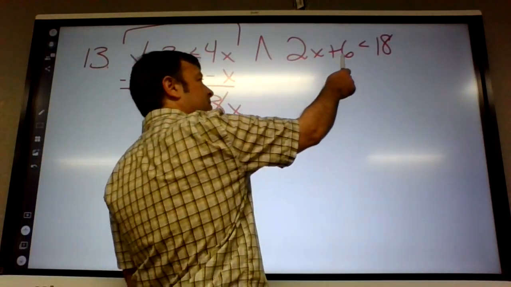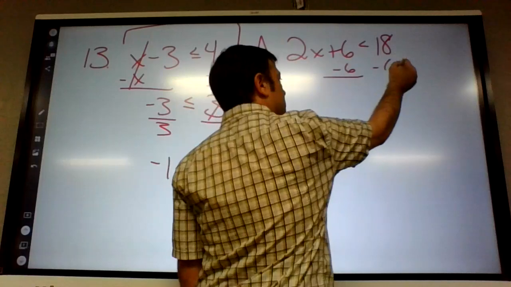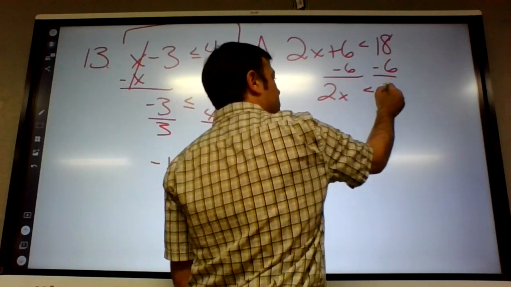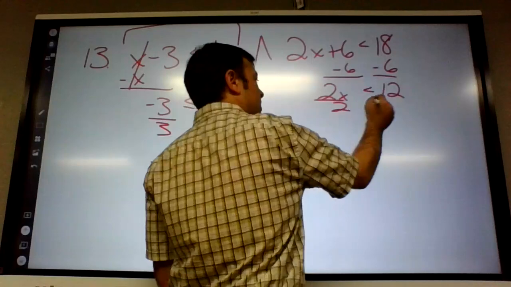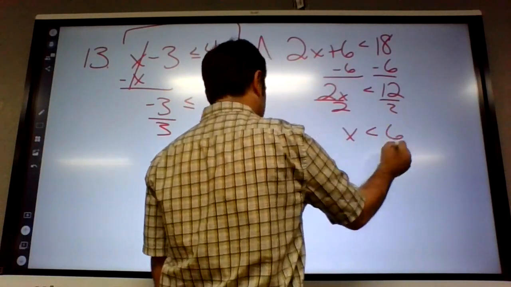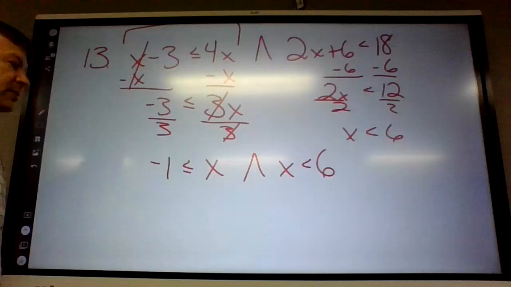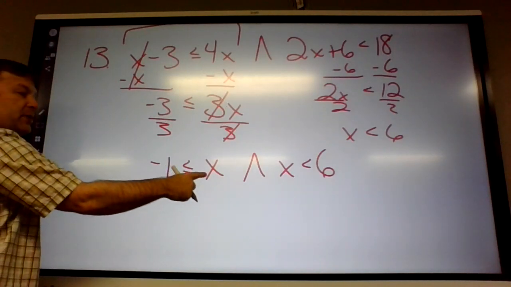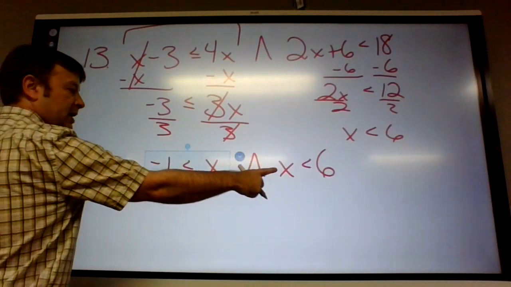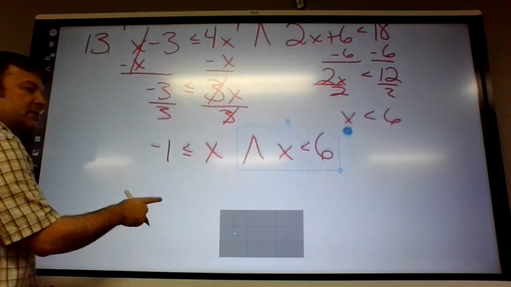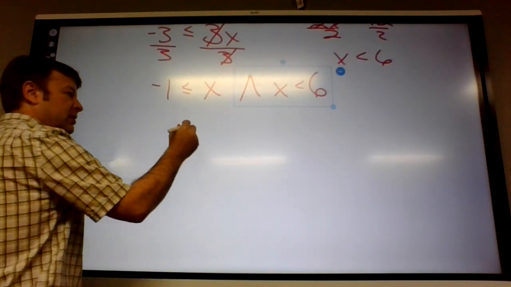And Ashlyn, what would I do on this one? You do minus 6, 18 minus 6. So I get 12, and then what? Then you divide by 2. And I get x is less than 6. So this is very similar to the last problem. This tells me x is bigger than or equal to negative 1, and less than 6. So it's between negative 1 and 6. How would I write that?